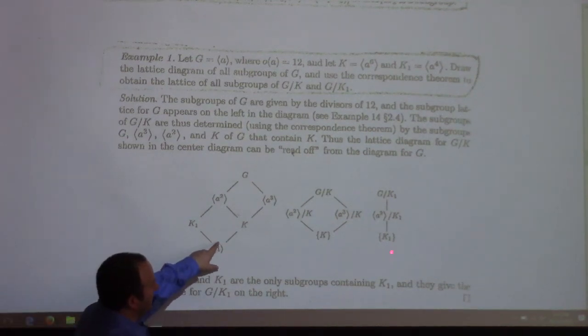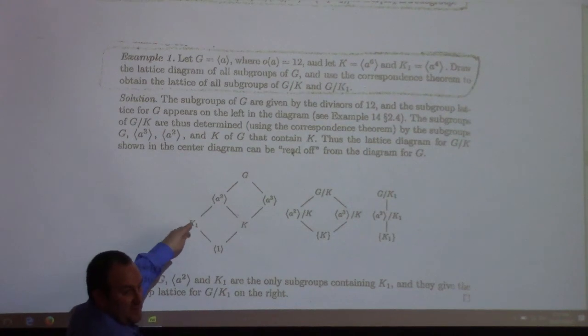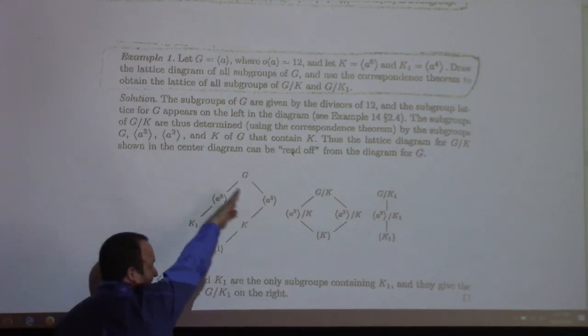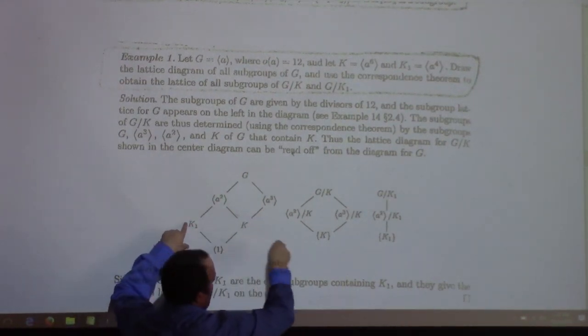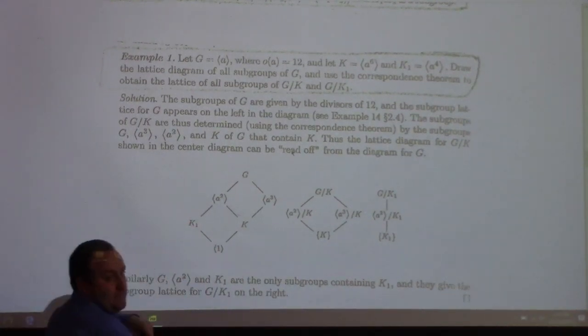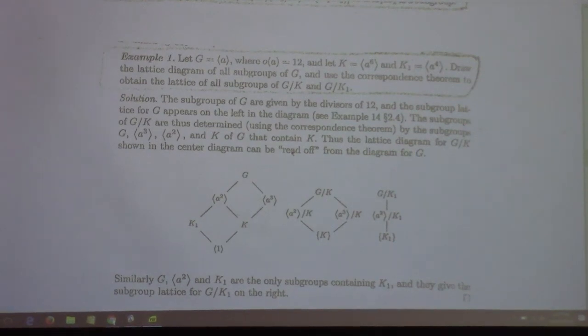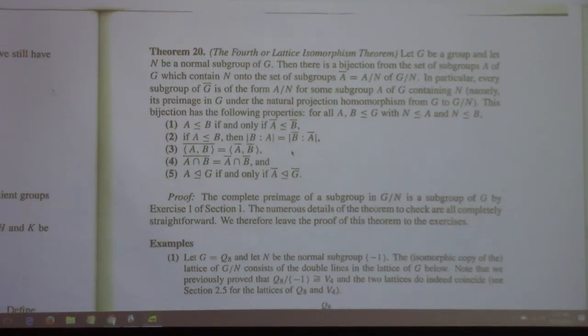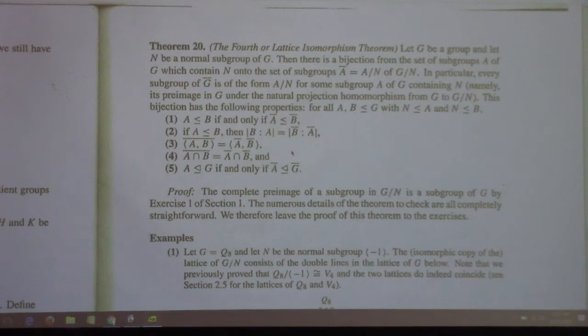So like another, K1 is also normal. So everything that's above K1 survives. Everything that's not, gone. And so you can see that this becomes that, whereas this becomes that. So what the correspondence theorem says is that there's interplay between the supergroups of a given normal subgroup and the corresponding possible subgroups of the quotient. I will post this for you guys. He also has this example for the octic group, but I'm also going to include for you guys this page. This is the fourth, or the lattice isomorphism theorem.